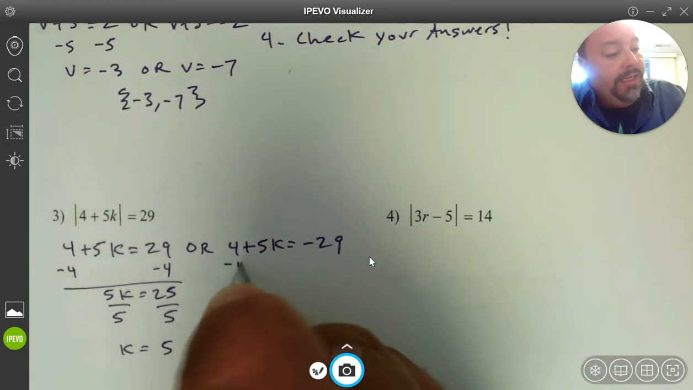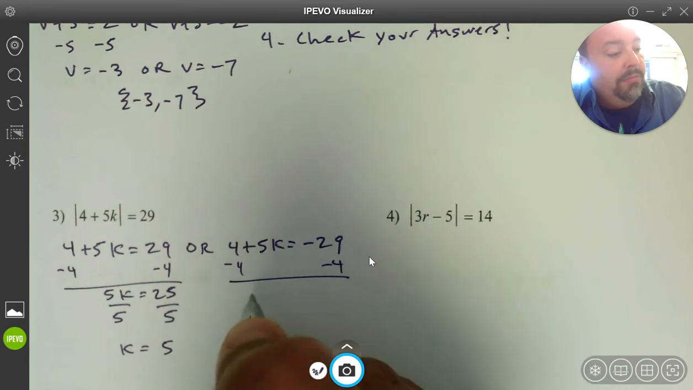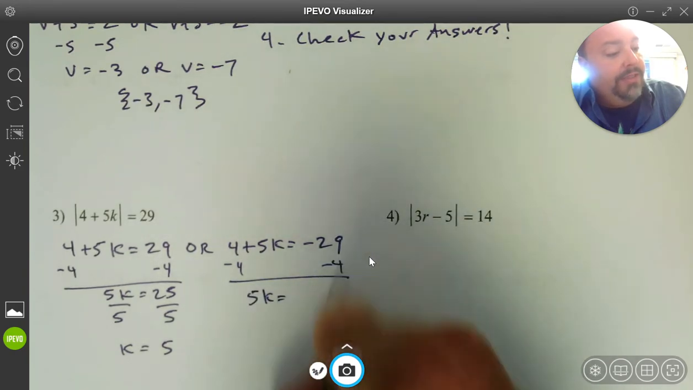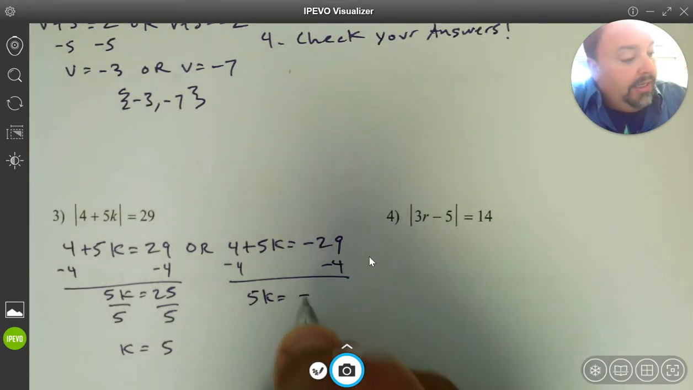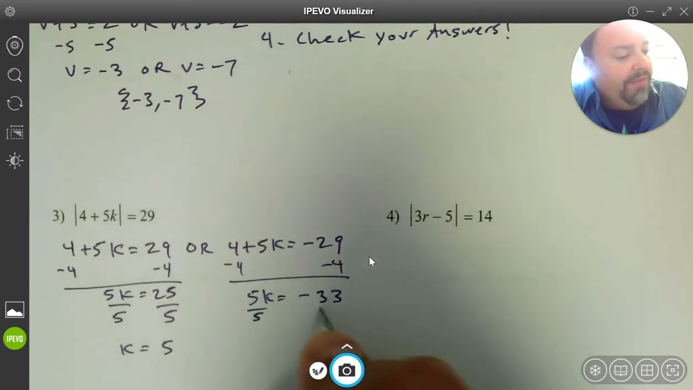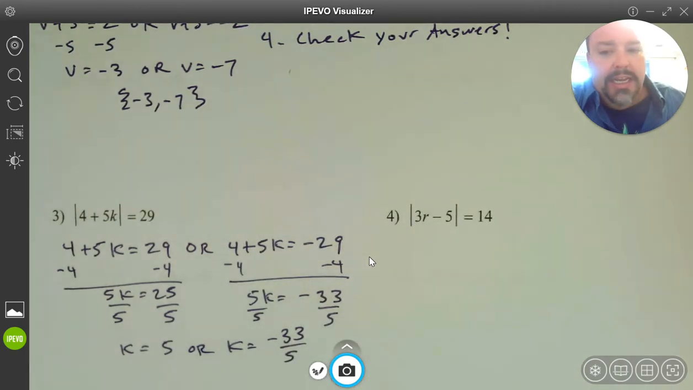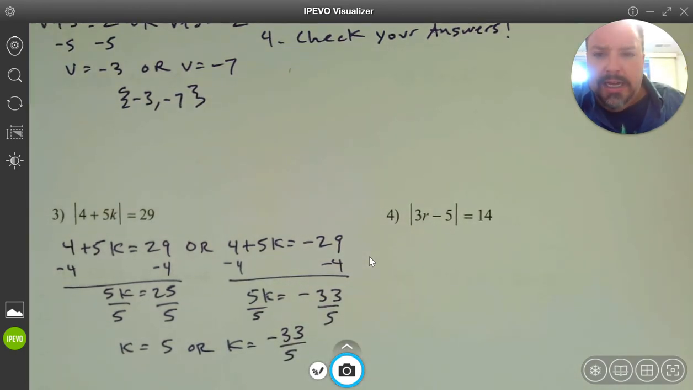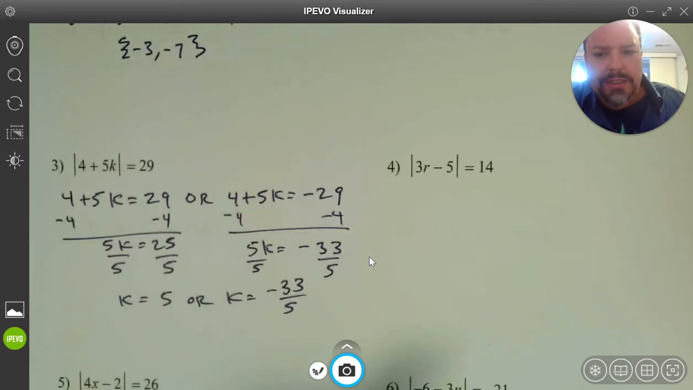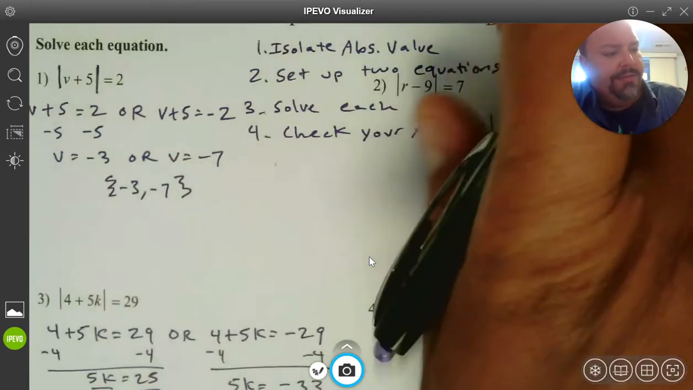Or, over here, we do the same steps, but we're going to get a different answer. So there we get negative 33. And divide by 5, and we have k is equal to negative 33 over 5. Can't simplify. So here we get an improper fraction, and we'll prefer that over a mixed number or decimal. So that is fine for that.